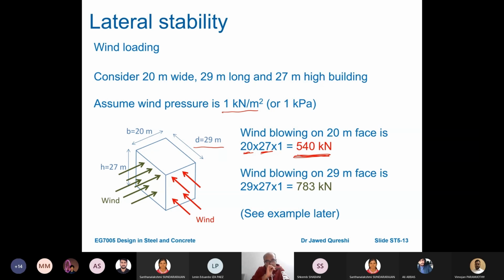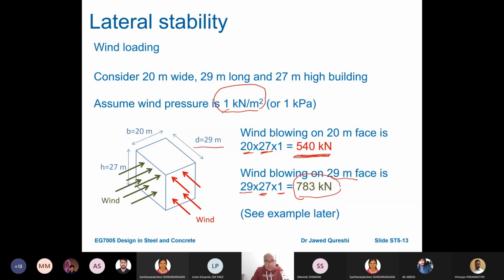If you want to work out load on the longer face, which is 29 meter, then you multiply the longer dimension. So 29 times 27 is the height, times 1, where 1 is the wind pressure. In that way, you will get 783 kilonewton. Now this is a simple example, but the detailed example will come later where we will exactly work out wind pressure.